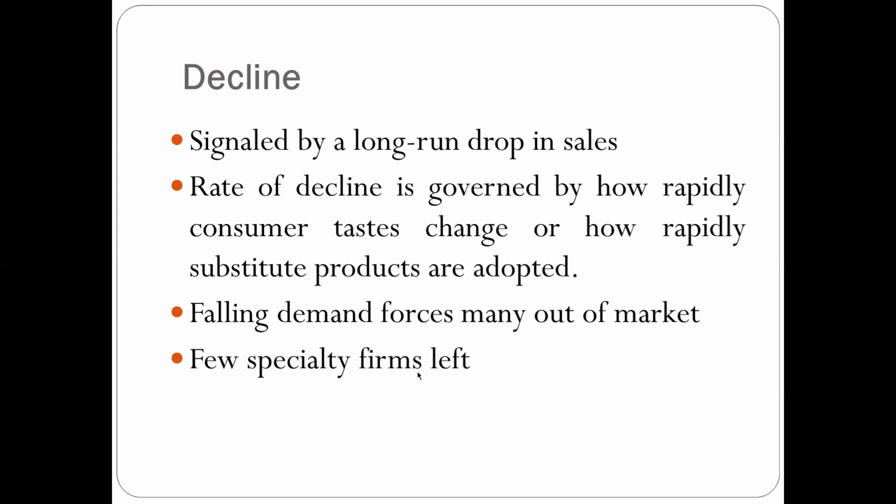The time between the declining phase and the introduction phase is governed by how rapidly consumer taste changes. So to extend the product life cycle, we must follow the trend and consumer taste. We have to adapt ourselves according to changes in consumer tastes, and substitute products may be introduced. By this strategy, we may extend the product life cycle.